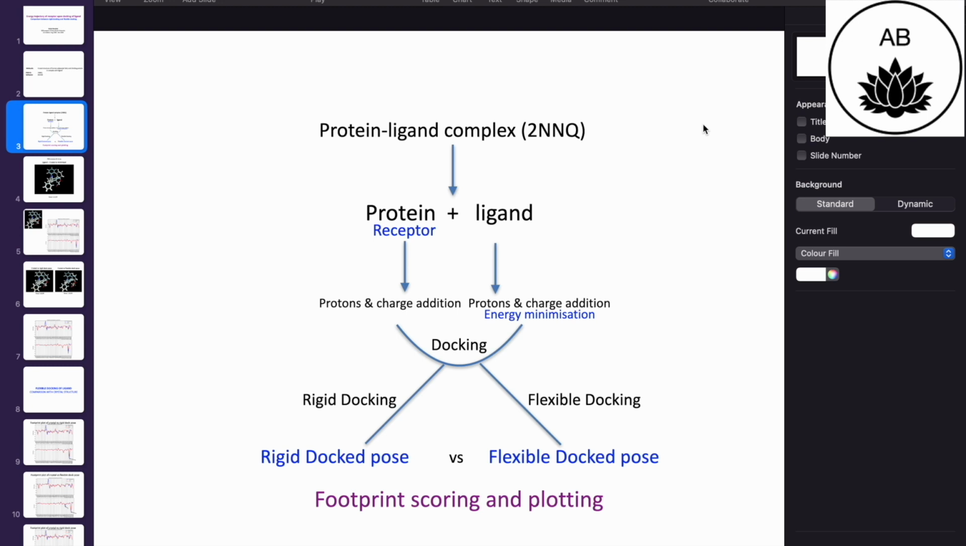You use this footprint.in script where your input is either the rigid docked pose or the flexible docked pose, and your reference is the crystal structure. So essentially, you compare the crystal structure with your docked pose or your docked molecule.